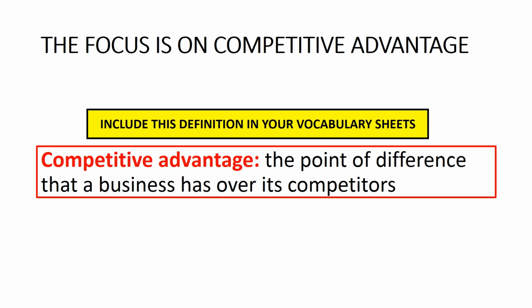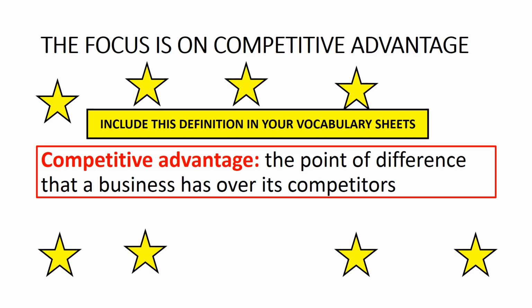In a moment, we're going to look at Porter's two generic strategies, that is, the strategies of lower cost and differentiation in more detail. But again, I want to emphasize that the focus of each of these strategies is on obtaining a competitive advantage for the business. This is very important. The competitive advantage is the point of difference that a business has over its competitors, and its competitive advantage, which is the focus of Porter's generic strategies.